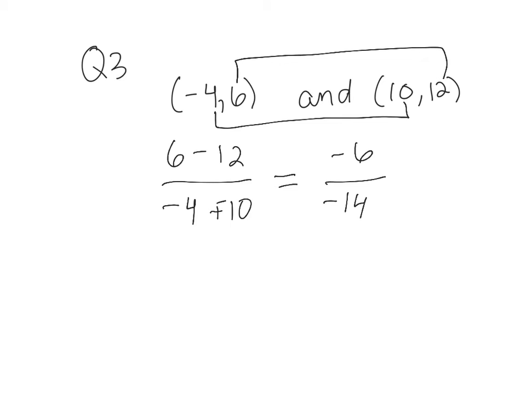Now I have two negatives here and they're being divided, so that's going to equal a positive. And I can simplify this fraction by dividing both the top and bottom by 2. So my answer will be 3 over 7. Again, m is what we use to label slope. M equals 3/7.